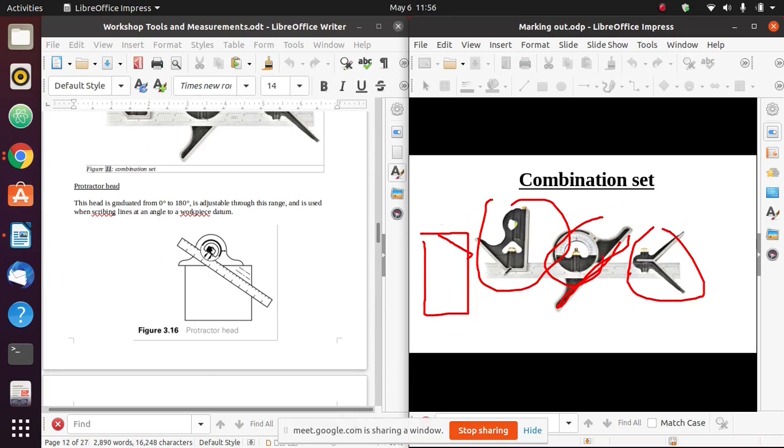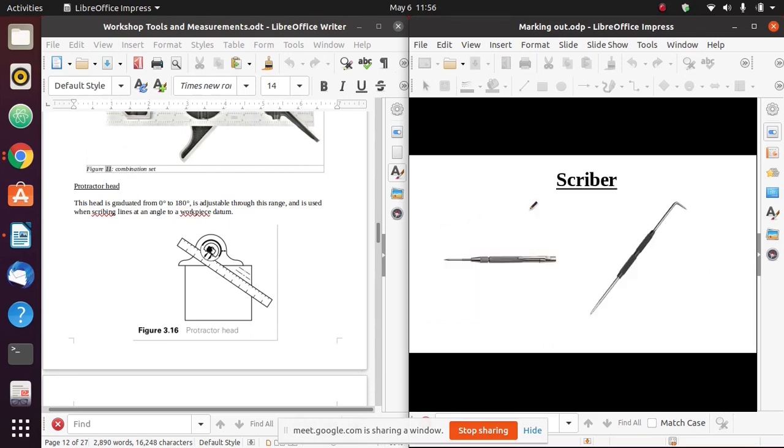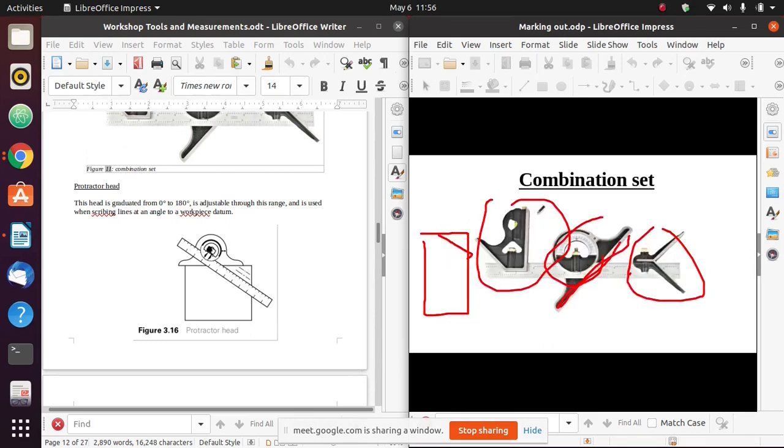So if this is not secured tightly, then it will play, meaning it will move. As you can see, each side looks like an engineer square. We have an angle here that is 90 degrees. So we use this edge to draw lines that are perpendicular to the workpiece. This edge, we use it to draw lines that are 45 degrees. This is a 45 degree angle to the steel rule.